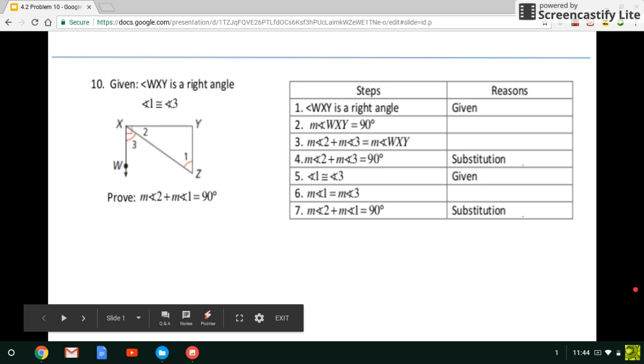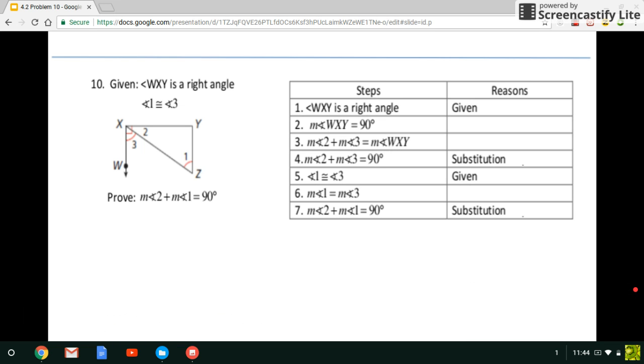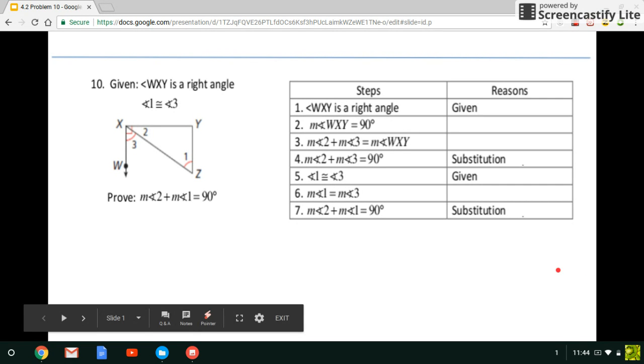Hey, geometry people. So today we've been doing proofs with angles. And so this is number 10 on your homework. I'm going to walk us through that one.